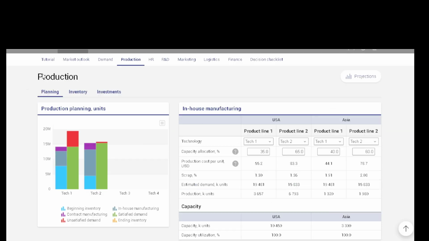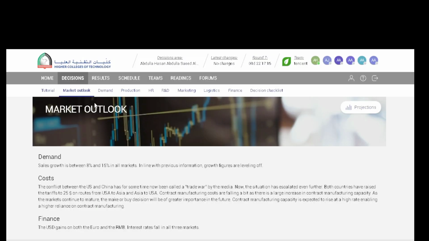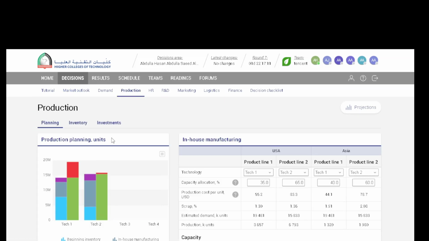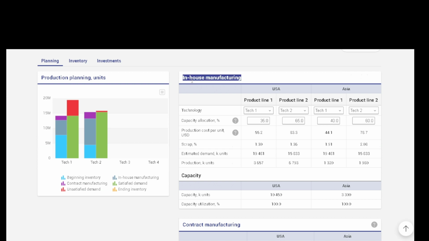And production is mainly divided into three parts: the planning, inventory, and lastly investment. So let's start with planning. In planning, you have the in-house manufacturing and the contract manufacturing. So for the in-house manufacturing, we are going to make decisions based on the technology that we are using and the capacity allocation for each technology.